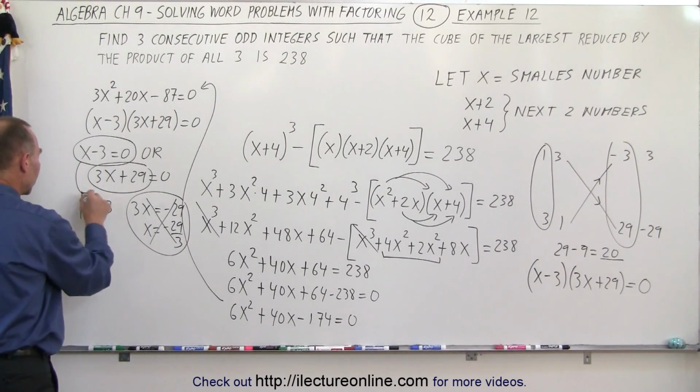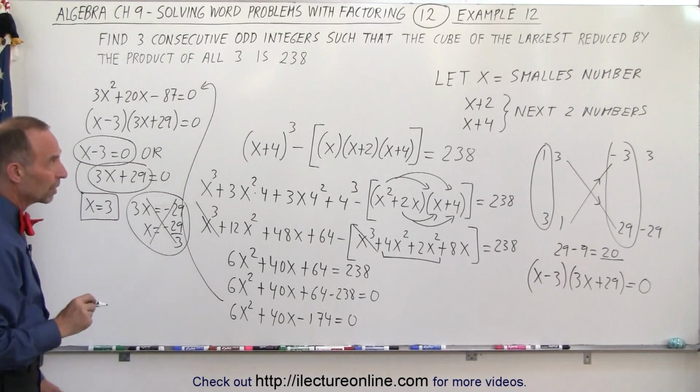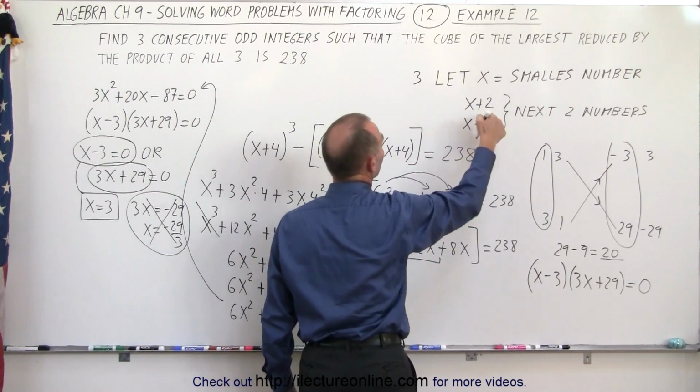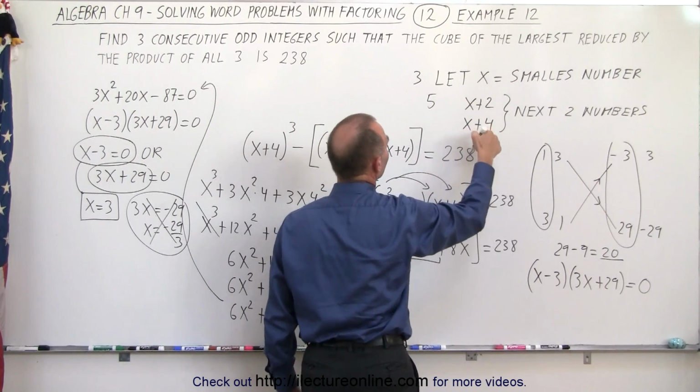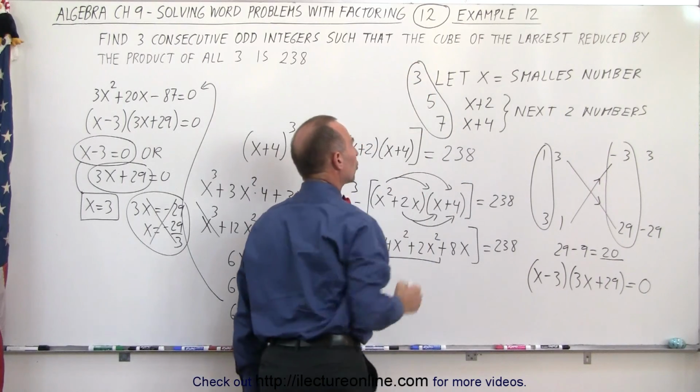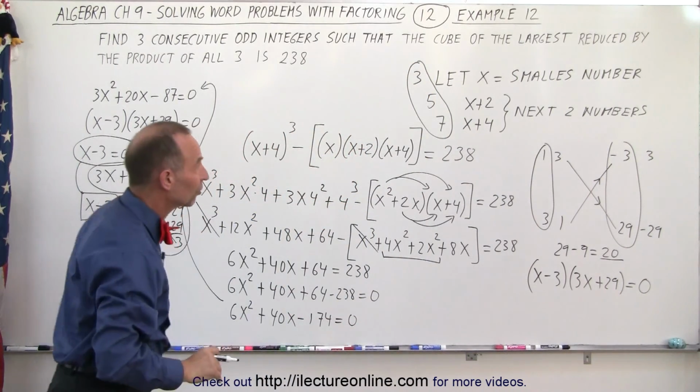Therefore, the only possible answer is x equals 3, which means that the smallest of the numbers is equal to 3, the next number would be equal to 5, and the next number would be equal to 7. Those are the three consecutive odd integers that should satisfy this condition.